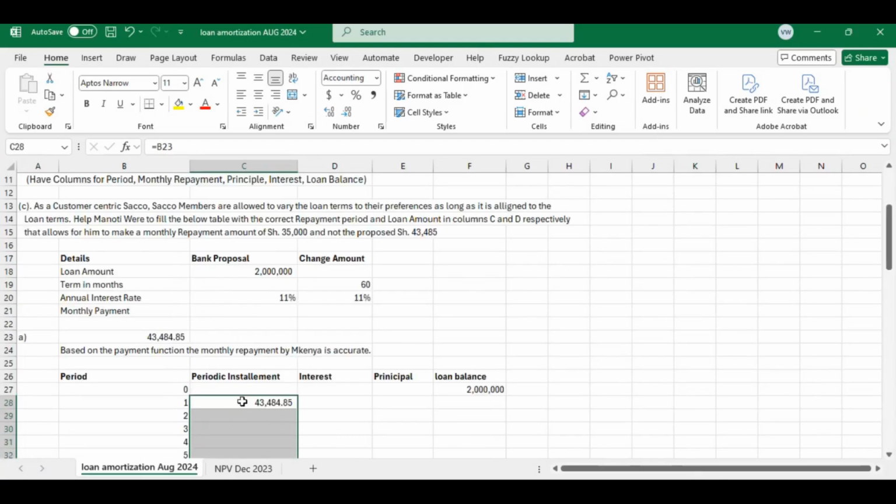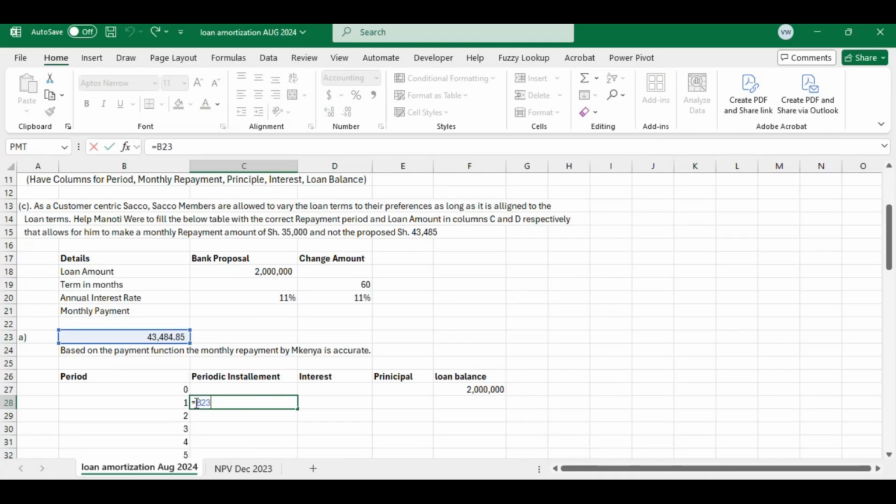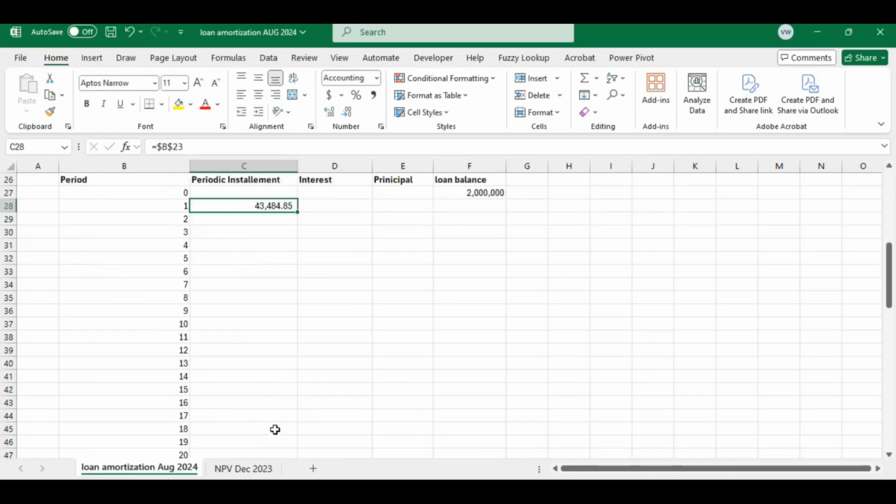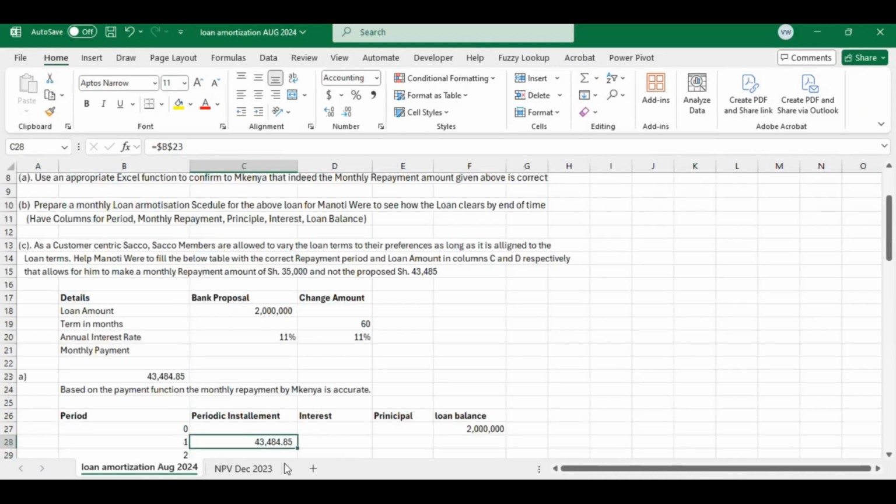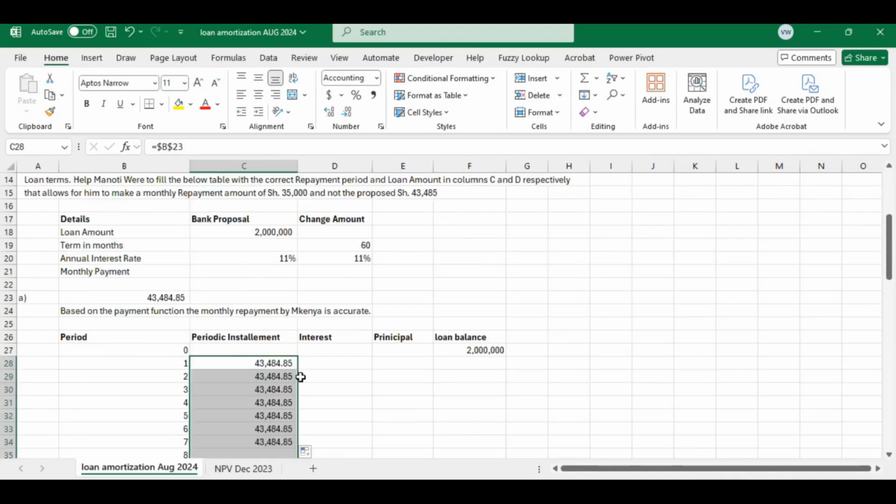This is what I can do. Remember, I'm trying to make my data dynamic. So what I can do is make these an absolute reference by highlighting the range. In this case, my cell is B23. Then I just click on the $ F4. After clicking on the $ F4, I can now use the fill series.